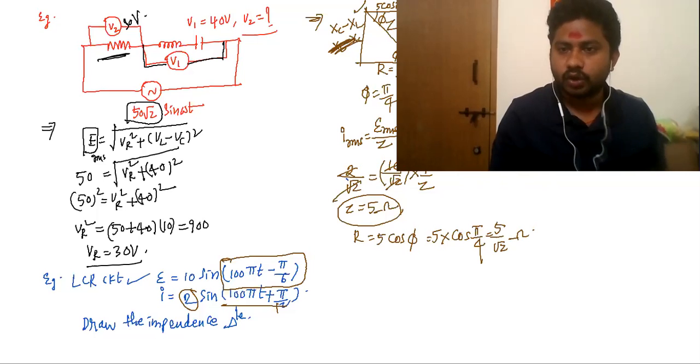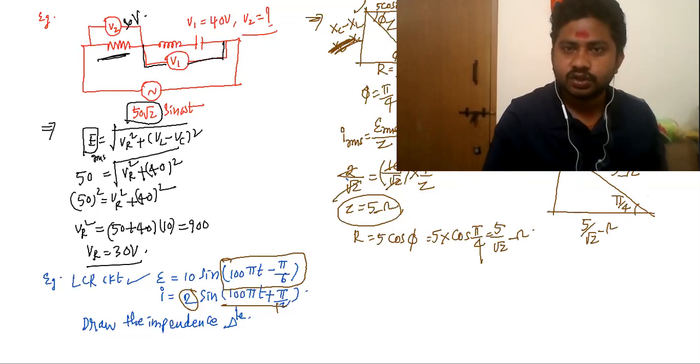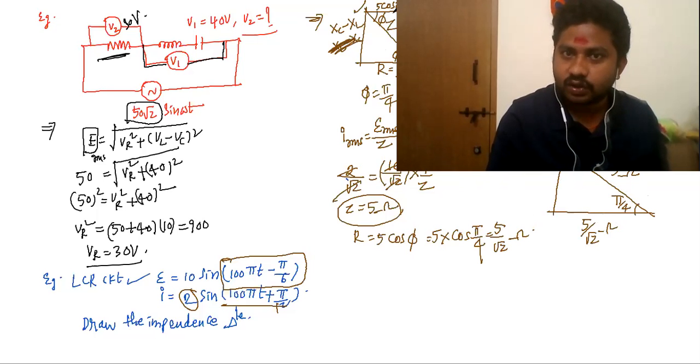So let me draw an impedance triangle here. That is our answer. Drawing the impedance triangle: this angle is pi by 4, this R value is 5 by root 2 ohm, and this side is 5 ohm. I hope you could solve this one. For this phi, for this vector, I've just resolved it into two components.